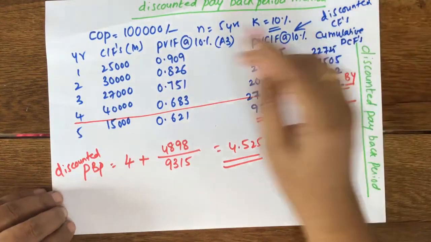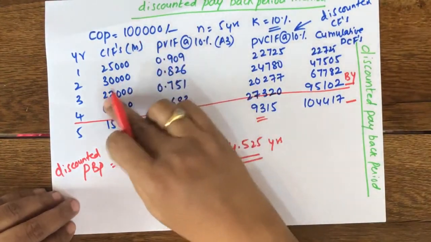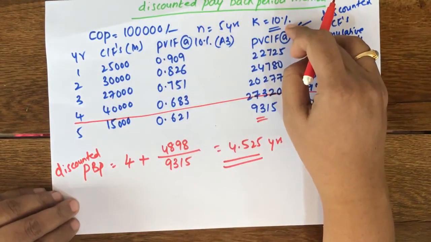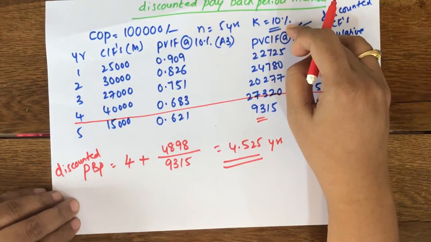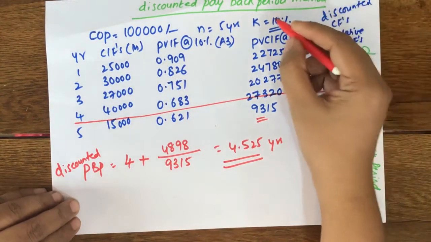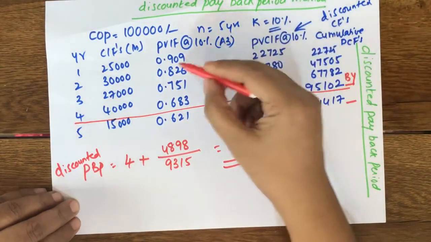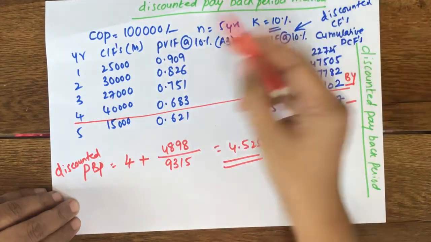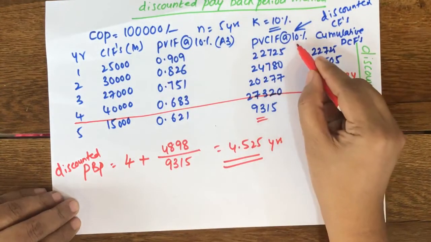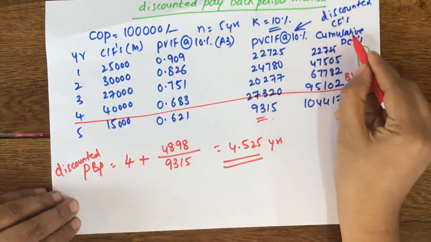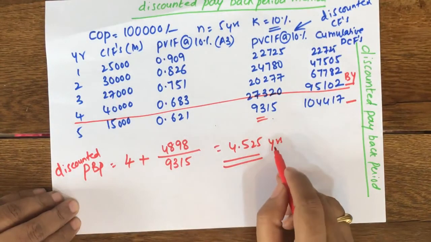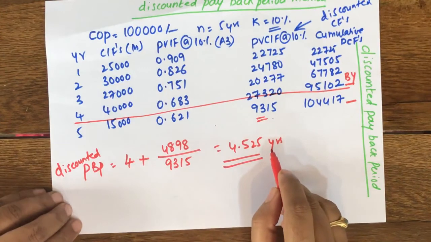The procedure is simple. Whatever cash flows are given, first you need to convert them into their present values by discounting at a certain interest rate. If the interest rate is not given, you can assume 10%, or according to the data given in the question, you can use the cost of capital to find the present values of all these cash inflows. Then, with the present value cash inflows at 10%, find the cumulative cash flows. Then following this formula, you can find the discounted payback period.